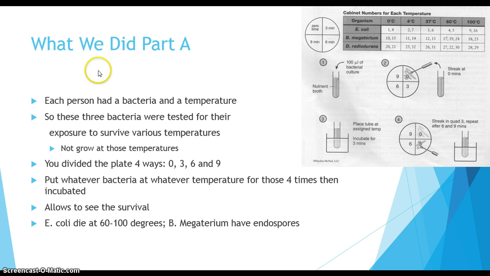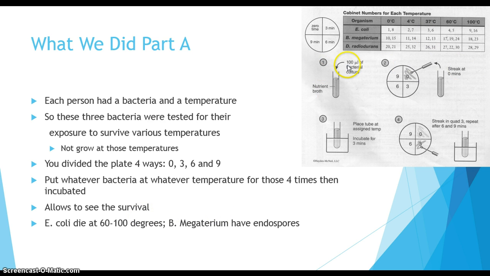So what we did in part A was that each person had a bacteria and a temperature. You have this chart right here that shows you where you sit, gives you the type of bacteria and the temperature. These three bacteria right here were tested for their exposures to various temperatures. The important thing to note here is that it's not their ability to grow at these temperatures, it's their ability to survive these temperatures. And we'll see that within the experiment.